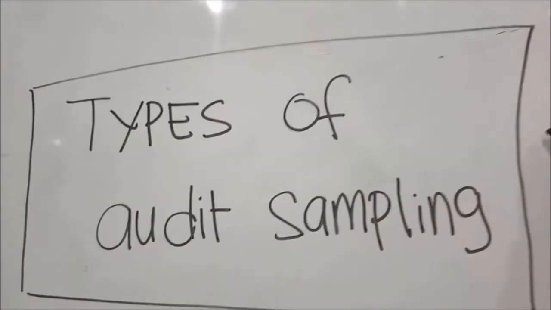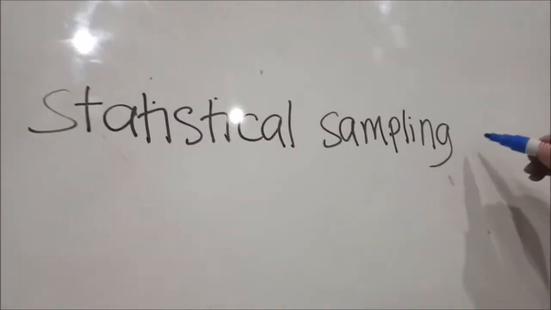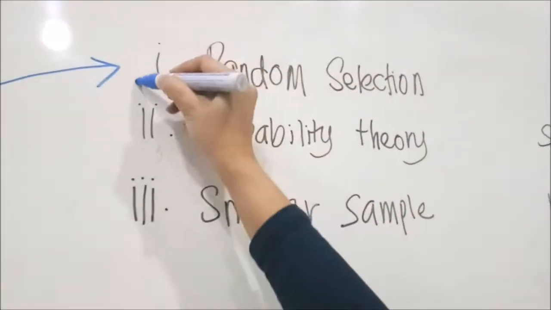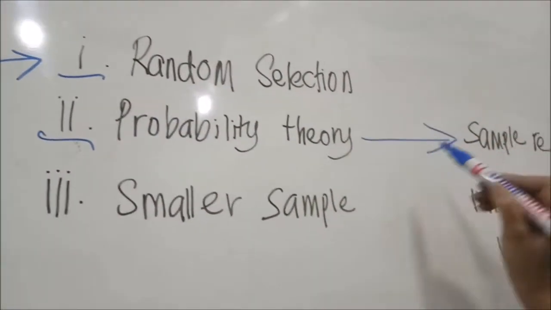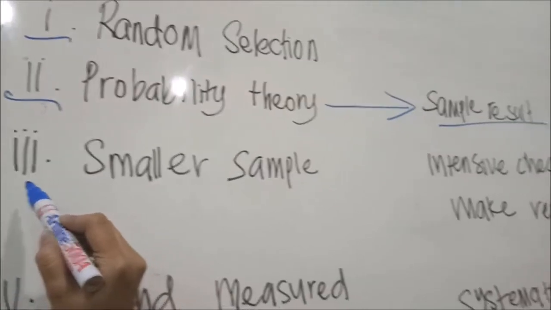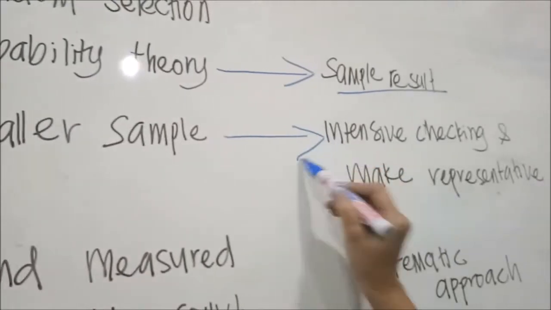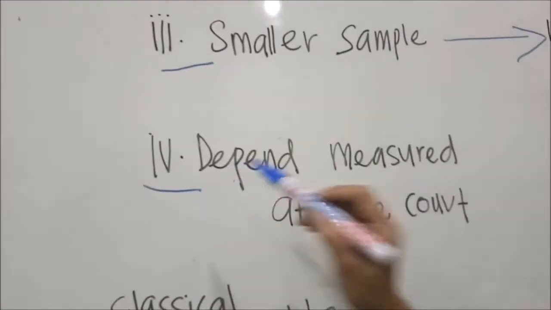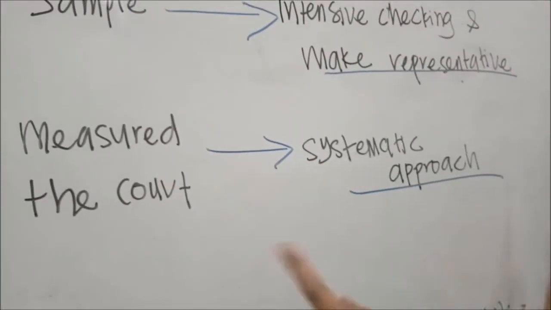There are two types of audit sampling. First is statistical sampling, any approach to sampling that has the following characteristics. Number 1, random selection of a sample. Number 2, use of probability theory to evaluate sample results, including measurement of sampling risk. Number 3, statistical sampling permits the auditor to rely on a smaller sample for an intensive checking and making representative to a large population. And lastly, defensible in court as it is a systematic approach of selecting sample.